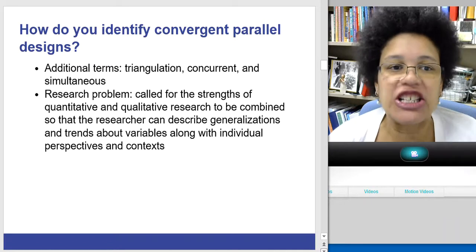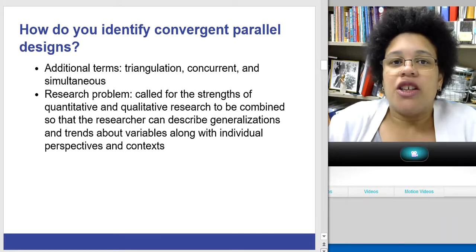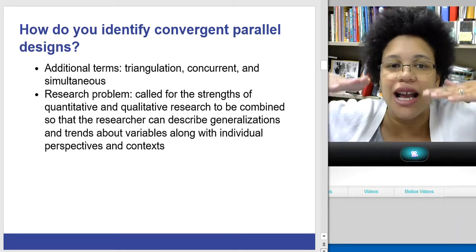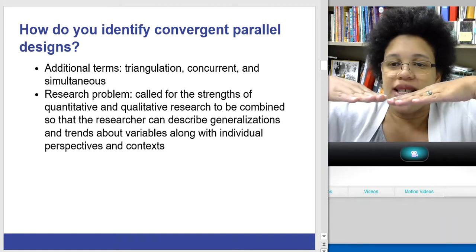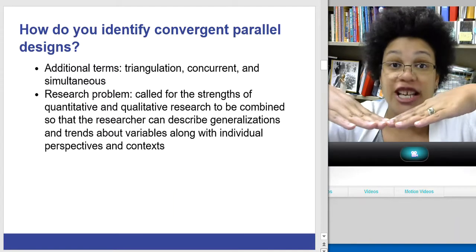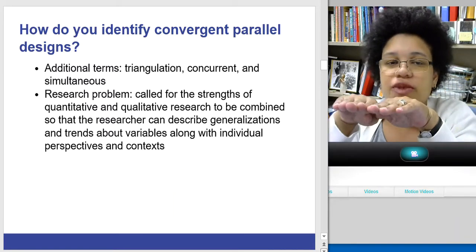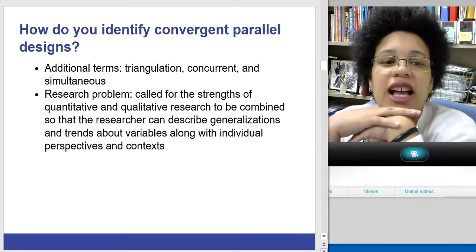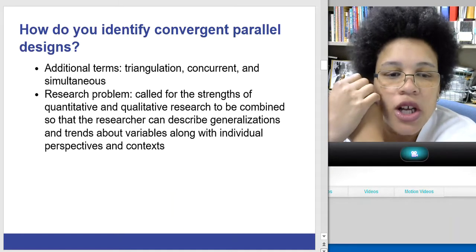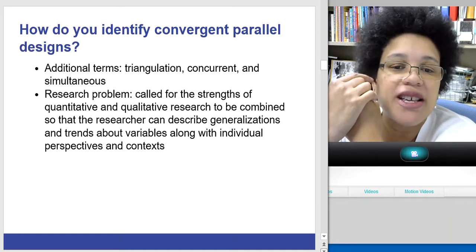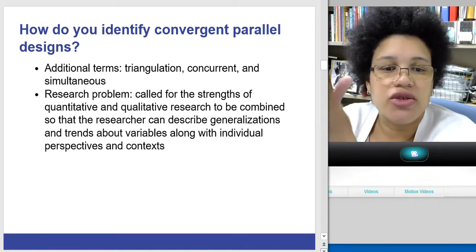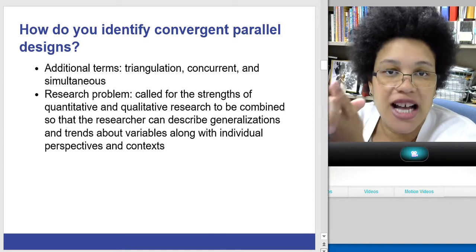Okay, convergent parallel designs. They may have done quantitative and qualitative analyses because they want to see the phenomena from two different perspectives. That's triangulation, right? Other terms: concurrent or simultaneous. And the research problem calls for the strengths both from a quantitative and qualitative perspective, and for those strengths to be combined so that the researcher can describe both generalizations and trends along with individual perspectives and contexts.